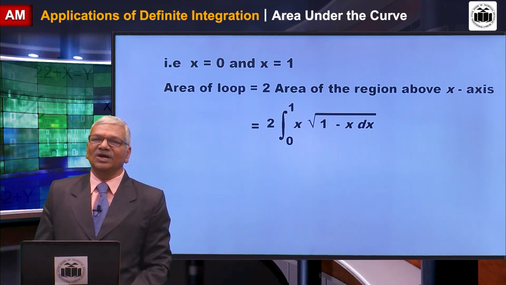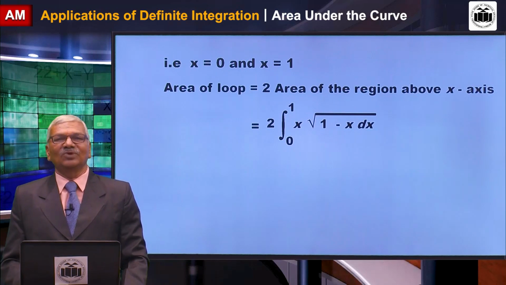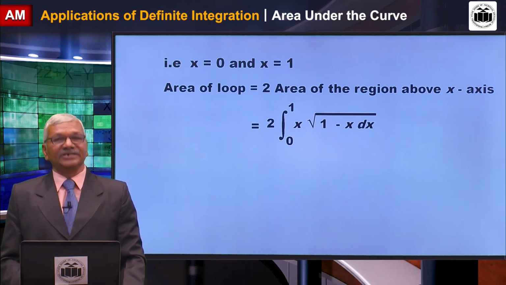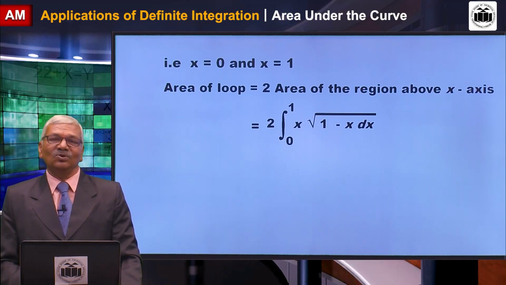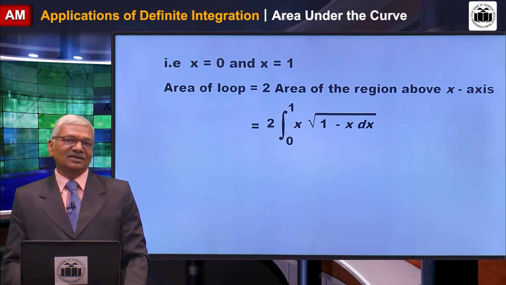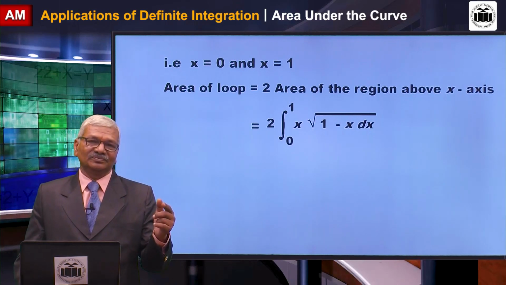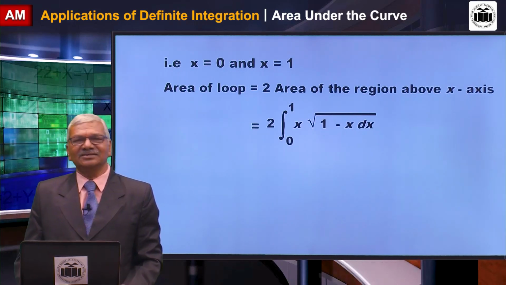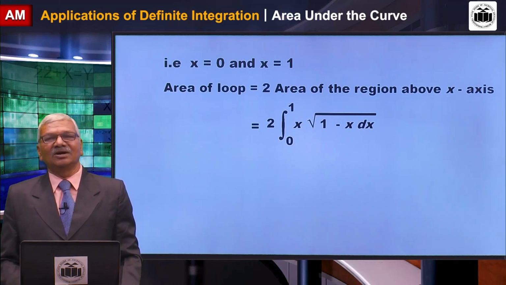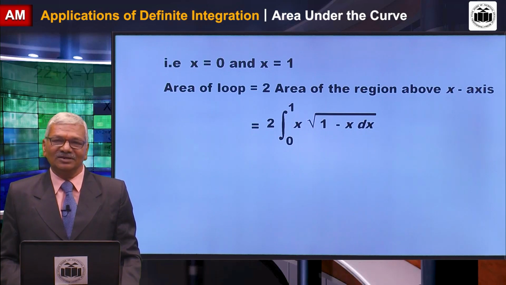Integration 0 to 1 x under root of 1 minus x square dx. And it is twice because we are going to find the area of the whole loop, right? So we will be making it double. Can you find a difficulty here? Anybody can guess? Anybody can find the difficulty to evaluate this integration? Apply your knowledge of the last topic.